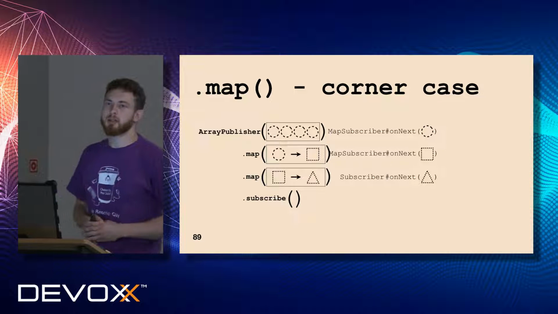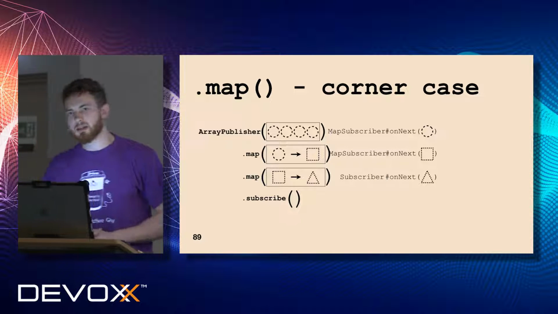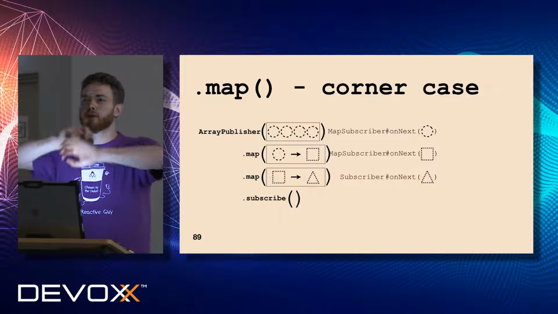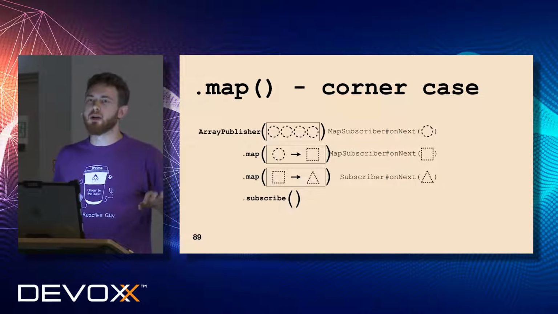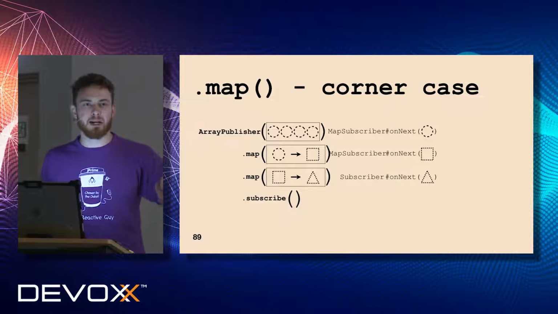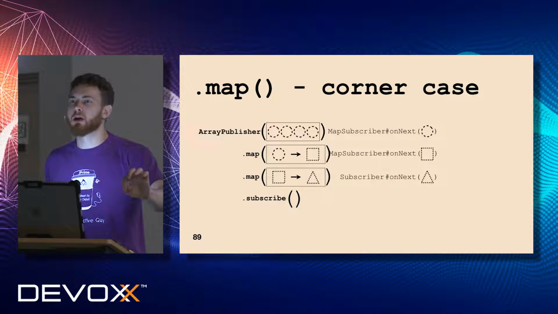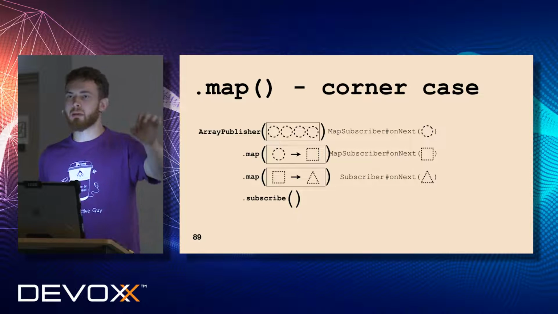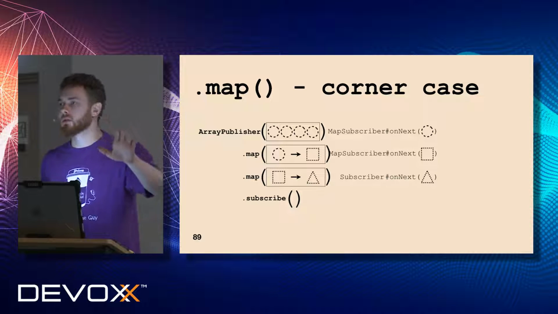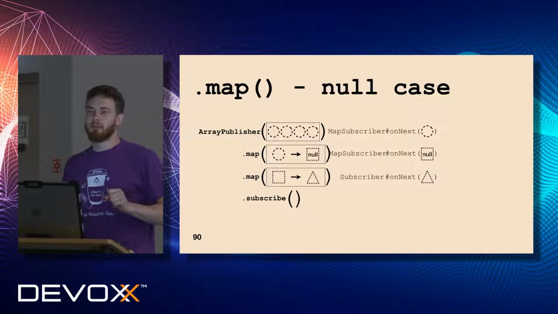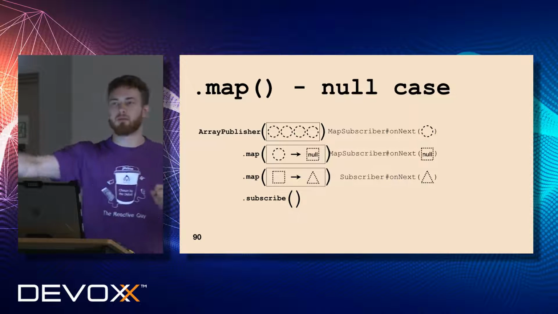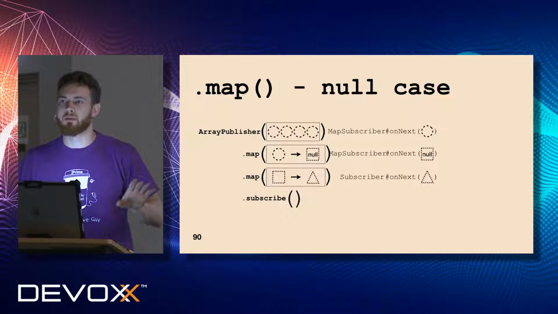But let's consider some corner cases. Since user code is not related to any Reactive Streams specification, and probably any user won't care about any specification, right? What we are doing, we just provide a mapping function, filtering function, and whatever. But just imagine the case that for some reason, our mapper function returned null, just a bug or whatever.